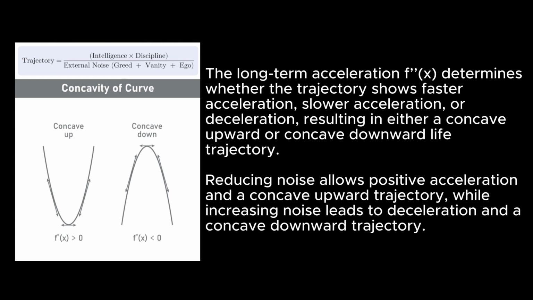The long-term acceleration f(x) determines whether the trajectory shows faster acceleration, slower acceleration, or deceleration, resulting in either a concave upward or concave downward life trajectory. Reducing noise allows positive acceleration and a concave upward trajectory, while increasing noise leads to deceleration and a concave downward trajectory.